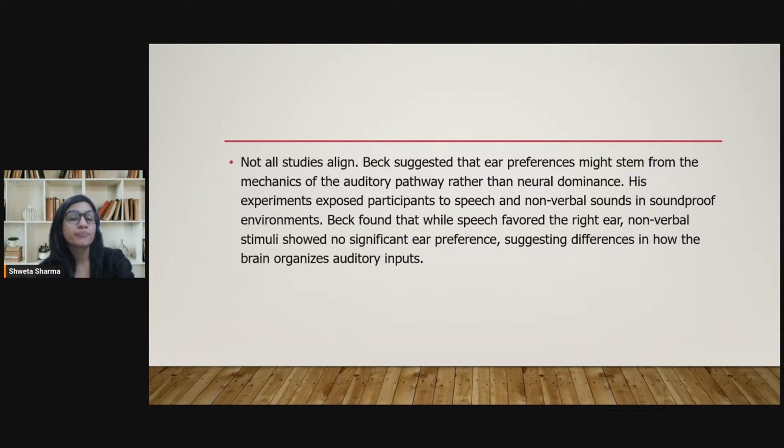which is dominating here. His experiments exposed participants to speech and non-verbal sounds in soundproof environments. Beck found that while speech favored the right ear, non-verbal stimuli showed no significant ear preference. So if it is verbal communication, maybe they were favoring the right ear. But if it was any kind of non-verbal communication, it showed no significant ear preference. It just suggested differences in how the brain organizes auditory inputs.